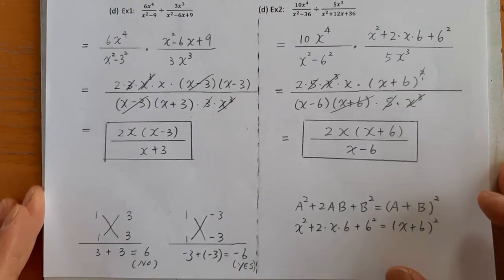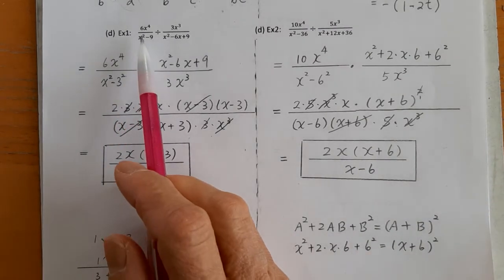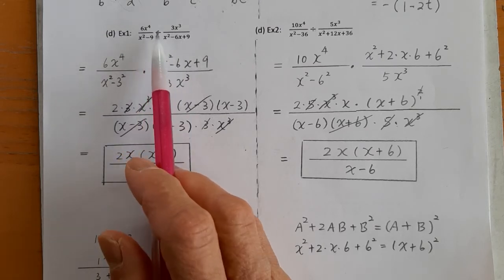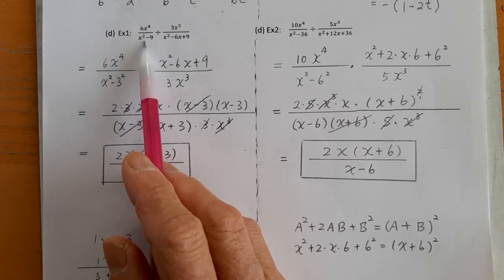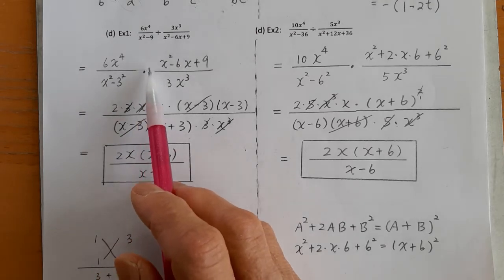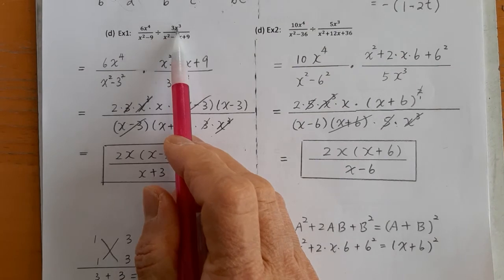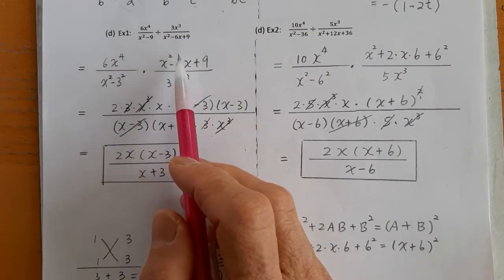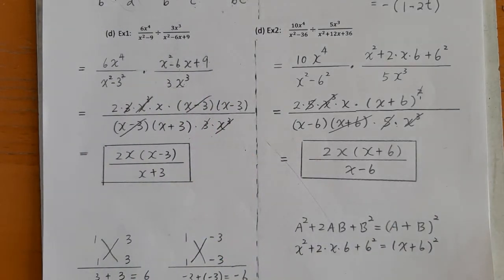Then D, we are going to use here 6x to the power 4. And here's a division problem, so division changes to multiplication. x squared minus 9, and 9 is 3 squared. Then the second fraction, you need the reciprocal. 3x cubed goes on the denominator, and x squared minus 6x plus 9 goes on the numerator. And factor it.